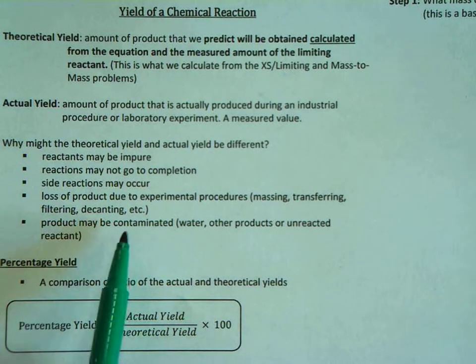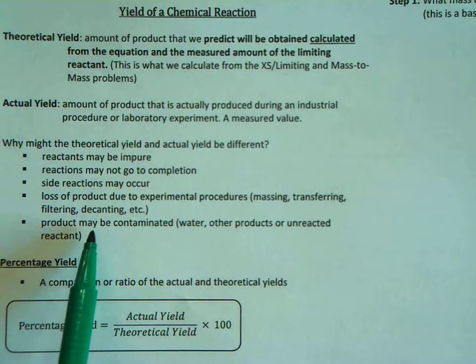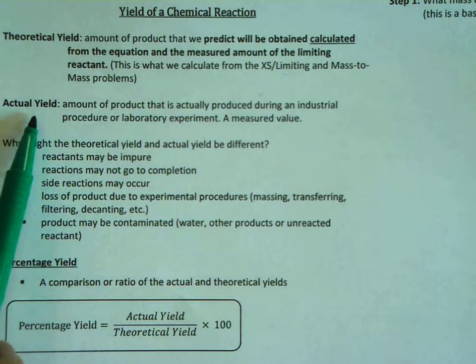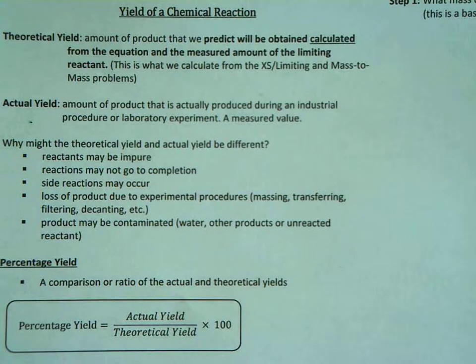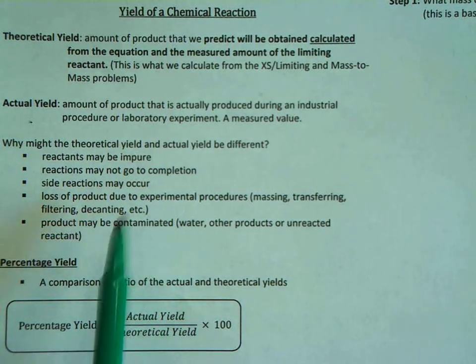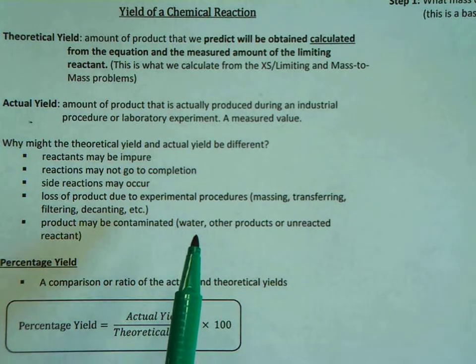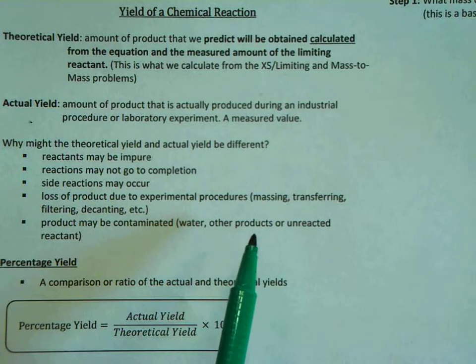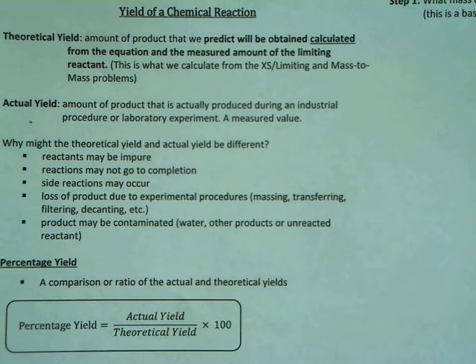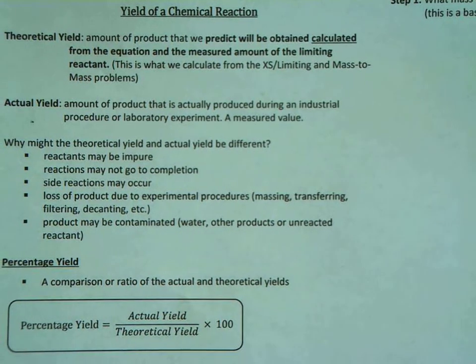And sometimes our product may be contaminated. This is what happens when our actual yield is higher than our theoretical yield. We think our product is pure, but it's got water in it, or it's got another product, or we've got unreacted reactant in it, and we get extra stuff.